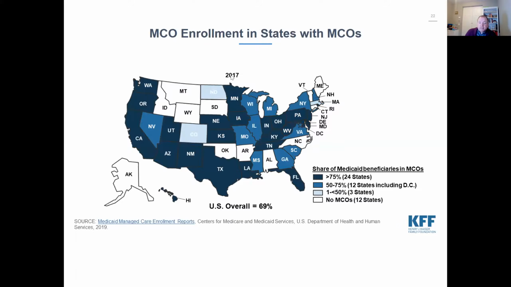Now, if you're looking at states that have these managed care organizations, risk-based capitated payment, most of those states, you get pretty heavy managed care penetration in a lot of states. So you can note the dark blue here represents states that have over 75% of people in Medicaid on managed care organizations. Right? So Minnesota, for instance, where we are, very heavy penetration of managed care.